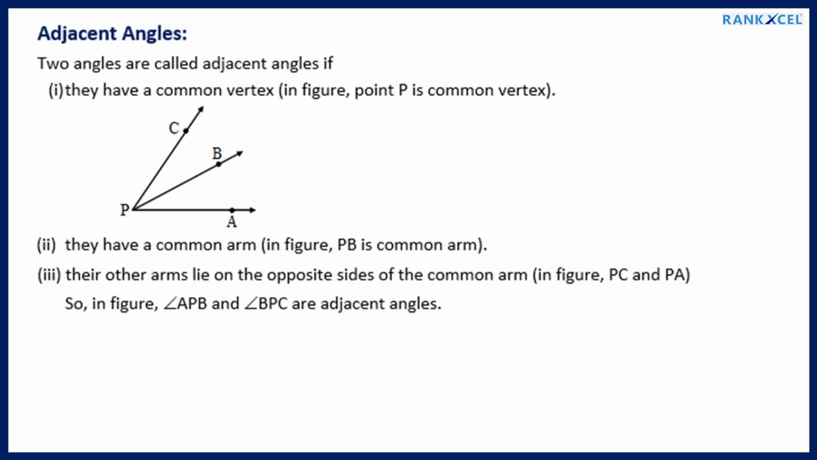Adjacent angles. Two angles are called adjacent angles if: one, they have a common vertex; in the figure, point P is the common vertex. Two, they have a common arm; in the figure, PB is the common arm. Three, their other arms lie on the opposite sides of the common arm; in the figure, PC and PA. So, in the figure, angle APB and angle BPC are adjacent angles.